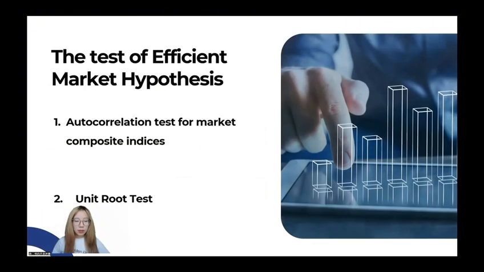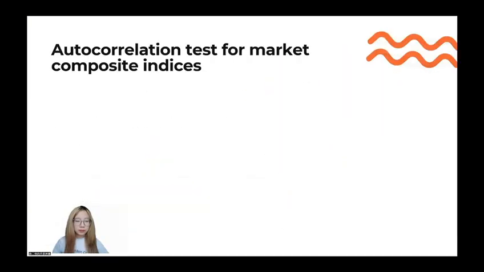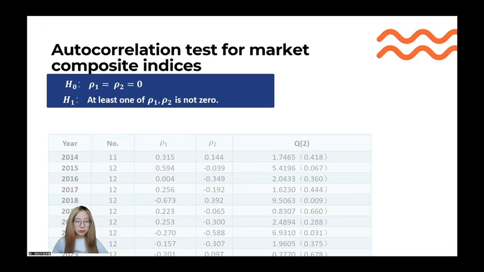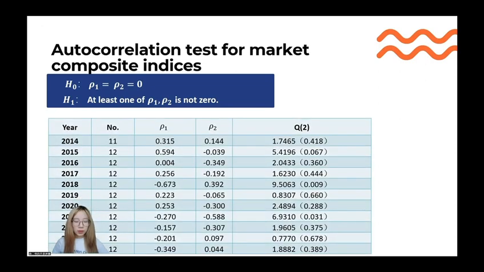To test market efficiency, we applied 1. an autocorrelation test, which showed varying levels of market efficiency across the years, and 2. a unit root test, confirming stationarity of returns, supporting efficiency under certain conditions. The table shows autocorrelation coefficients for different years. Some years indicate weak form efficiency, while others deviate significantly. This highlights fluctuation in market efficiency over time.